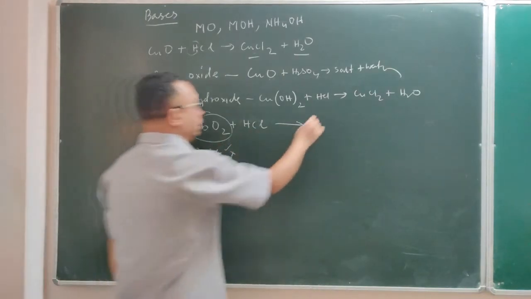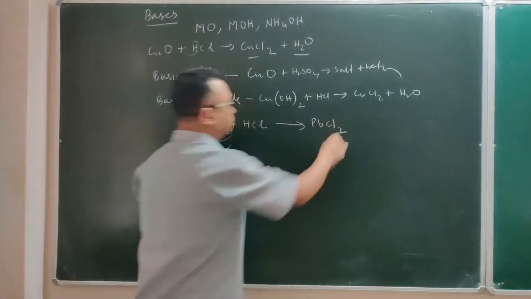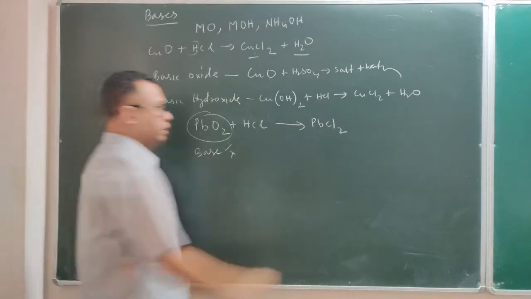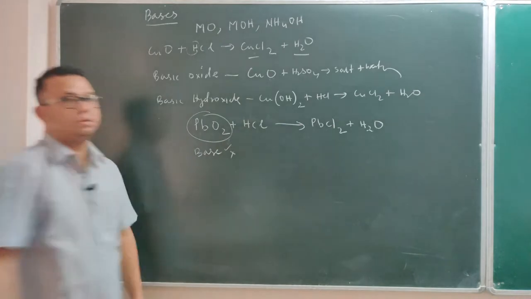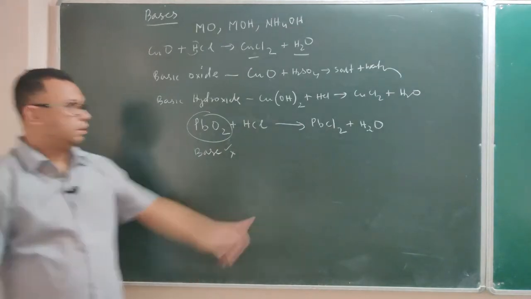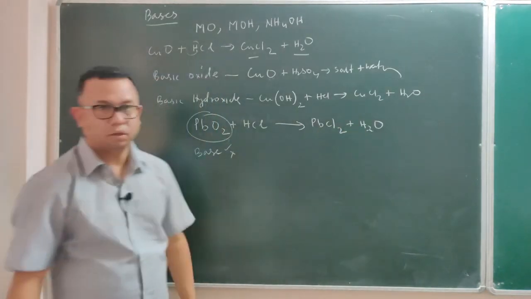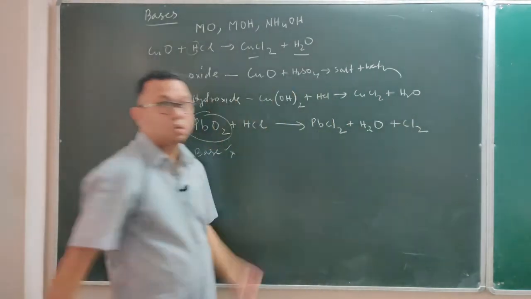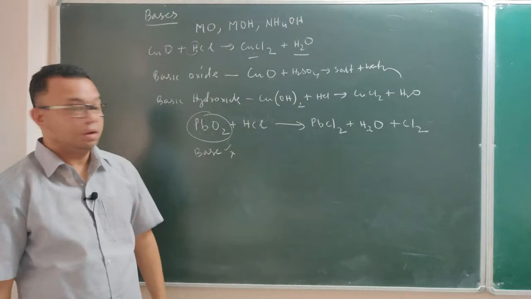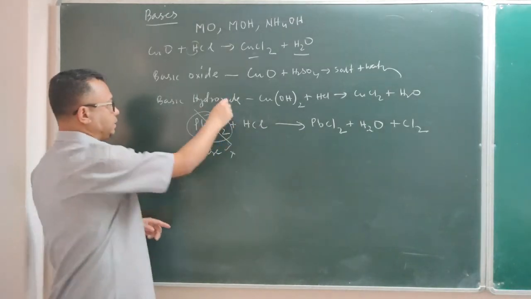The salt is PbCl. It produces a salt, and it also produces water. So it produces salt and water. But in addition to this salt and water, it also produces one more product, and that is chlorine gas. Chlorine gas is also coming out. Now I can't say that this is a base. This is not a base.